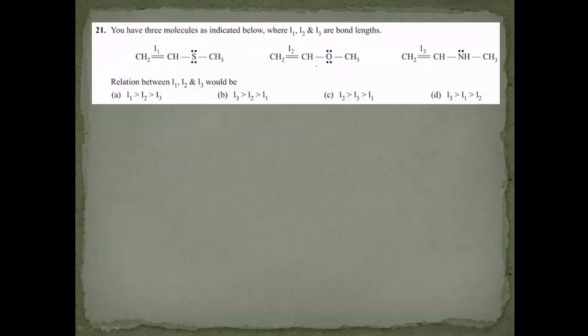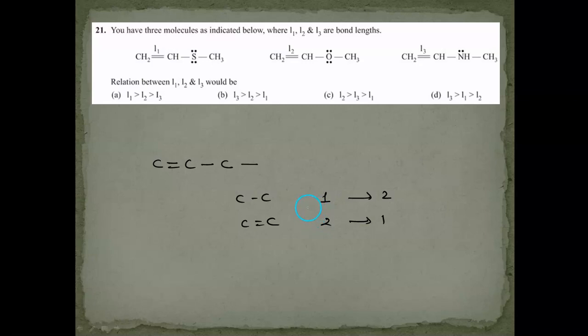Then question number 21. You have 3 molecules as indicated below, where L1, L2 and L3 are bond lengths. Now this is an important question, and we have to understand that if you talk about a carbon double bond carbon and a single bond, the effect of resonance is that for a carbon single bond carbon, the bond order goes from 1 towards 2. So it is increasing. For a double bond in conjugation, it is going from 2 towards 1. So the more the resonance, the weaker and longer the double bond gets. So it will depend upon the resonance.